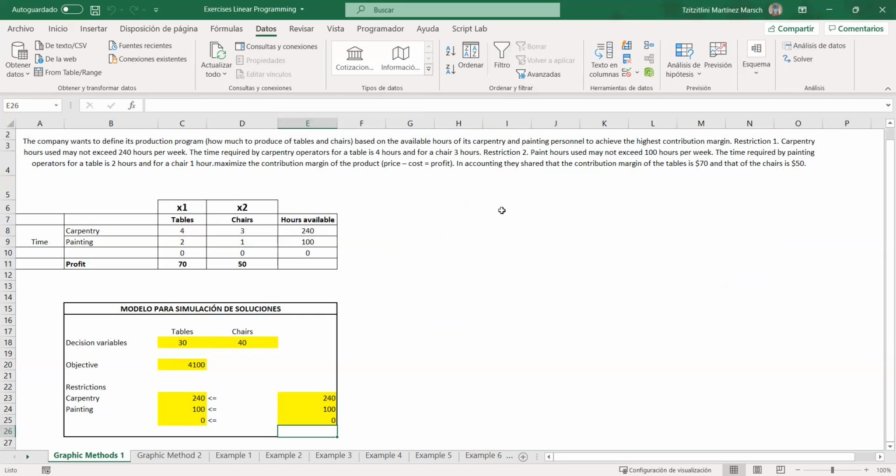In the next class, we'll talk about how we can use the sensitivity report to be able to make wiser decisions or even changes.